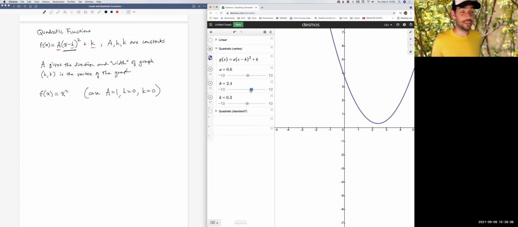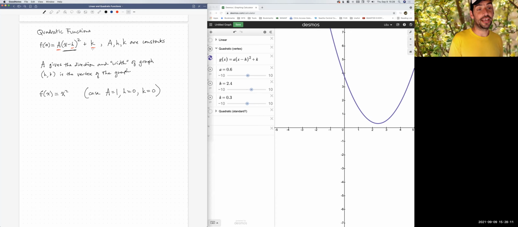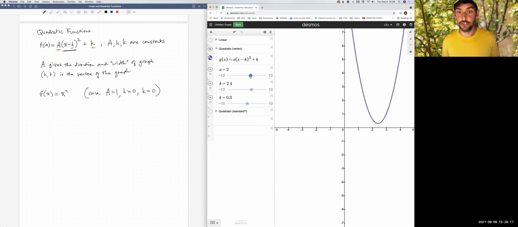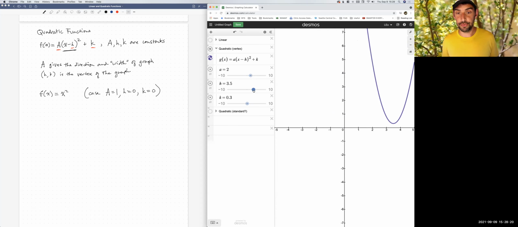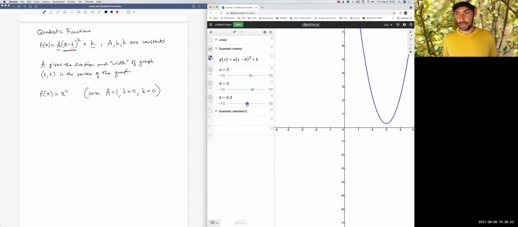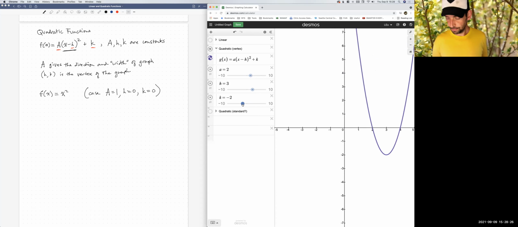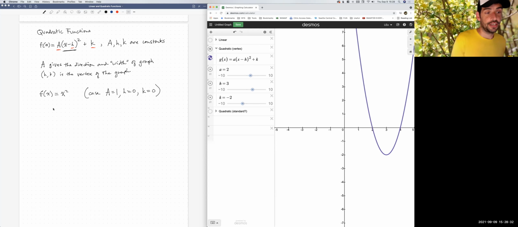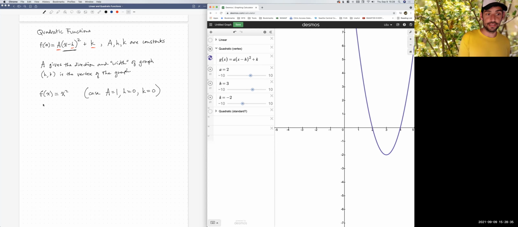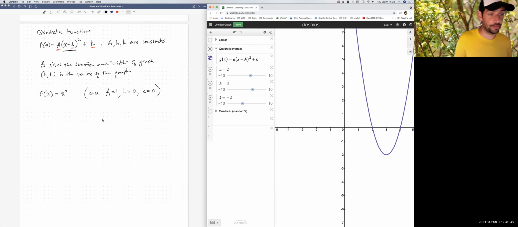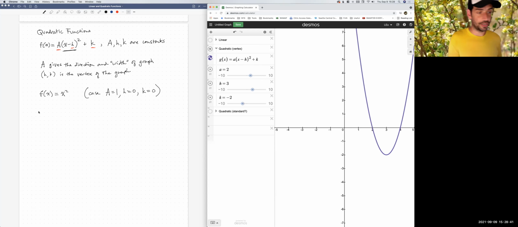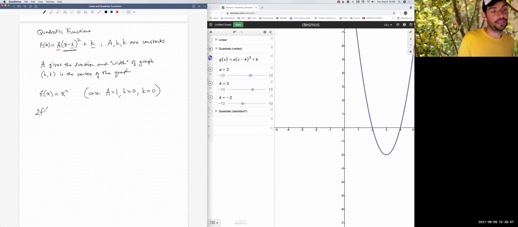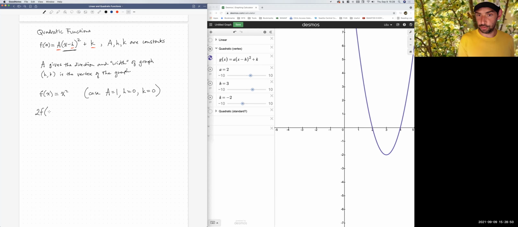This is also an example starting from f of x equals x squared, so let's do one here. Let's put a equals 2, h equals 3, and let's say k equals negative 2. So this is the graph I have here, equivalent to doing the following transformation. So there's a nice reminder about transformations. If I took f of x and rewrote it, I'm creating a new function where I multiply f by 2. I'm going to, what was h?